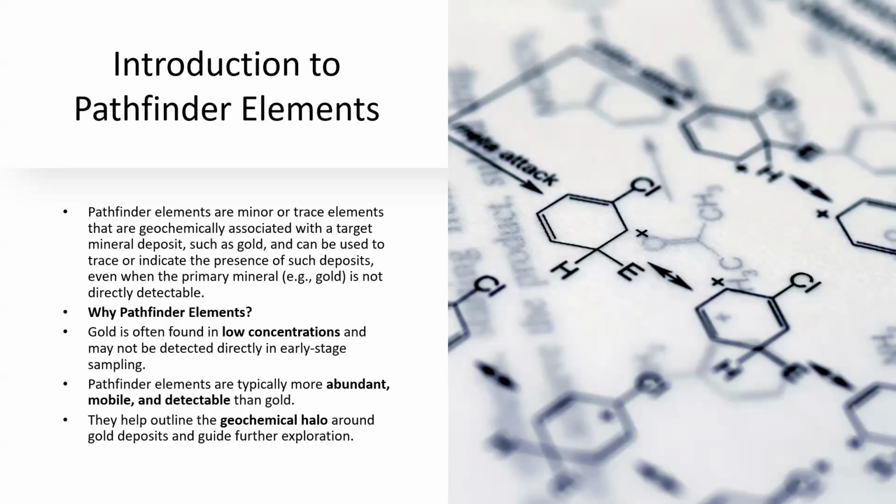And typically, when we're talking about some of these trace elements, we look at something that is more abundant than the gold, and something that is more mobile, and something that is traceable. So if they are not traceable, not mobile, not abundant, you might not be able to use them as trace elements or pathfinder elements in gold exploration. So now what are we looking at?